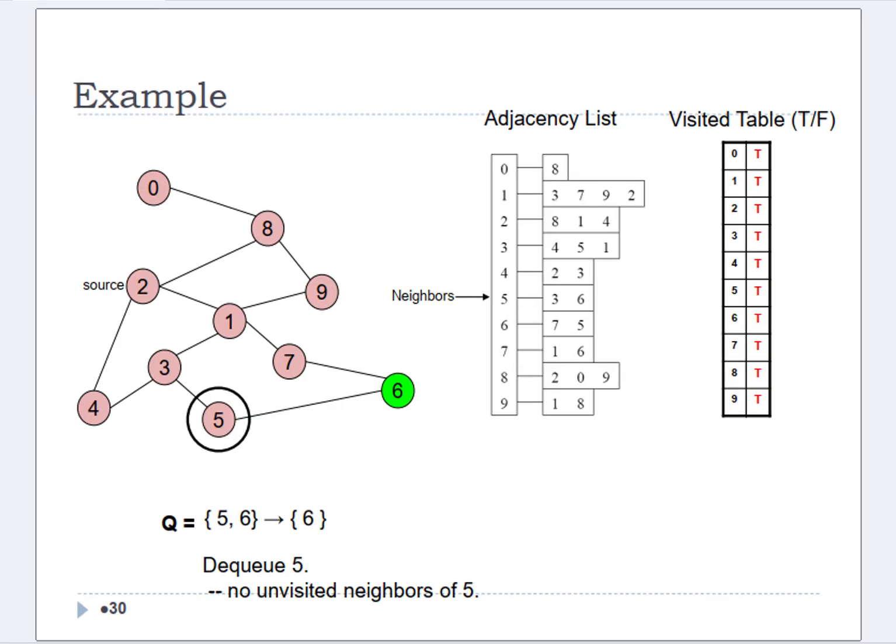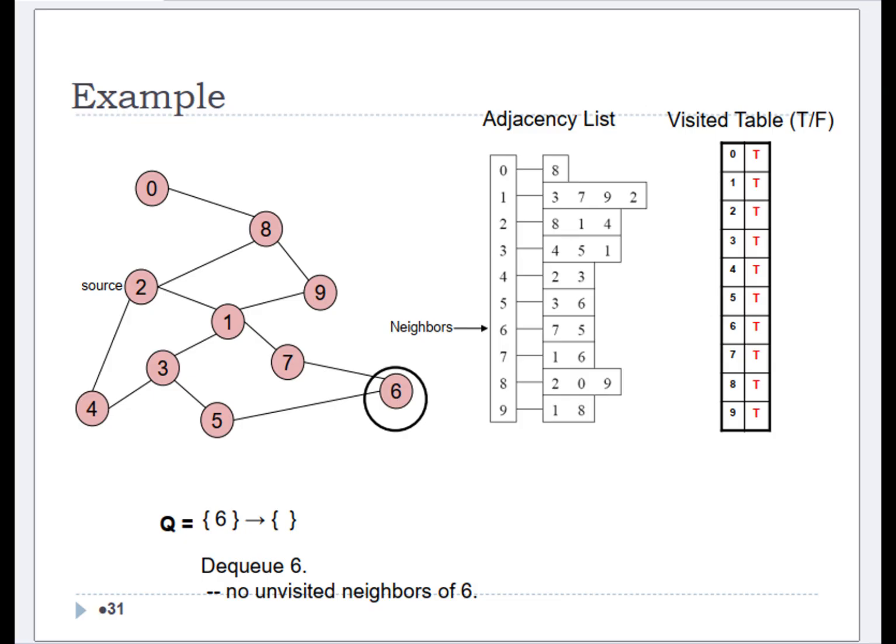Example: adjacency list, visited table T/F, source 0. Q equals 5, 6, then 6. Dequeue 5. No unvisited neighbors of 5. Next step: Q equals 6, then empty. Dequeue 6. No unvisited neighbors of 6.